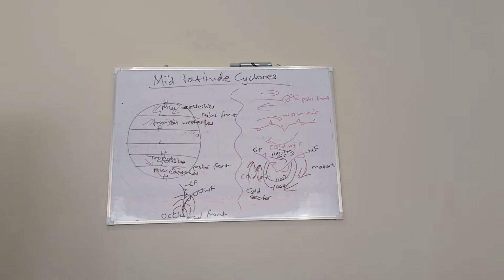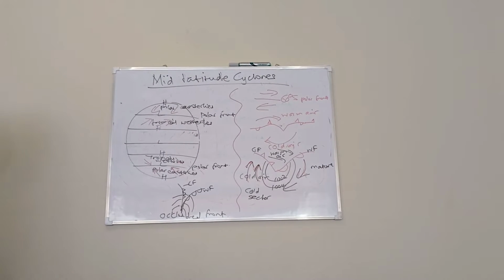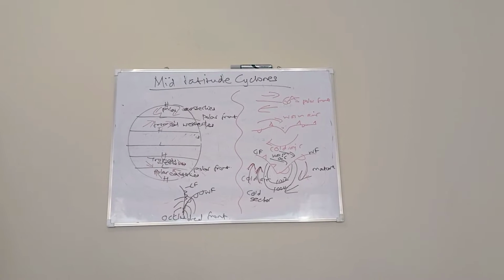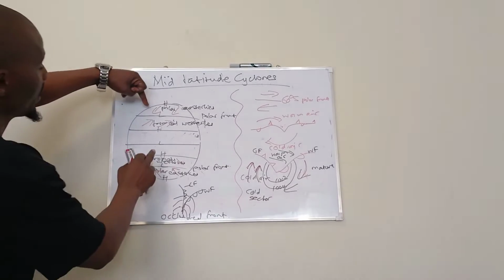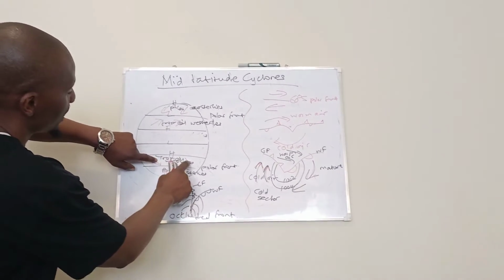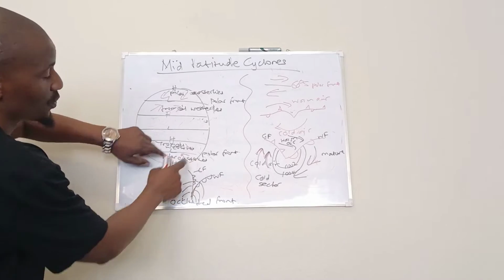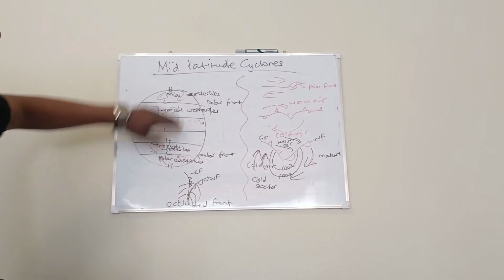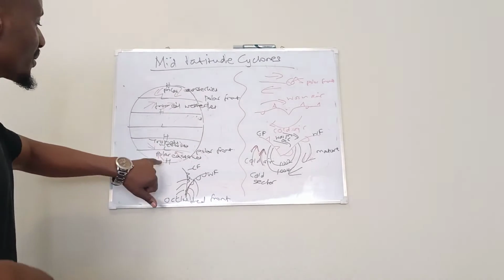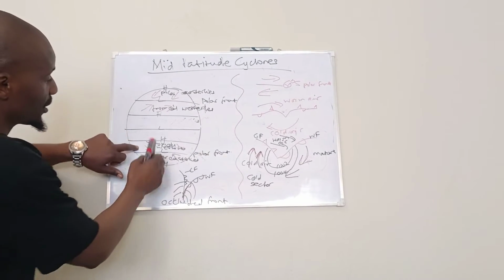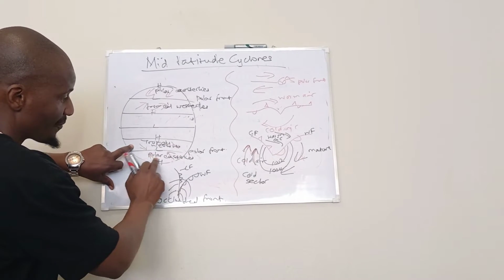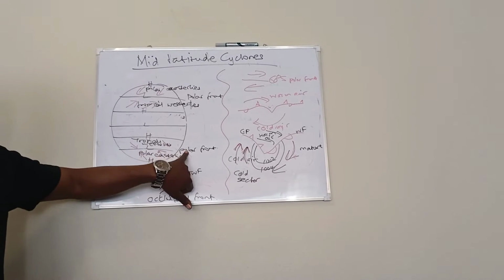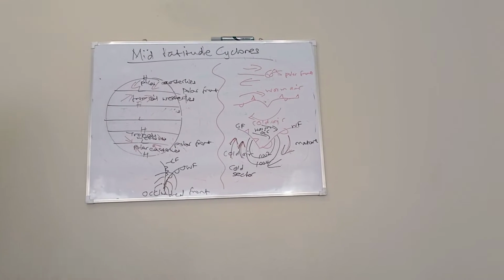They originate when warm tropical westerly winds meet the polar easterly winds. This is what you need to know: the mid-latitudes originate when the tropical westerlies meet the polar easterlies. In the southern hemisphere, the tropical westerlies meet the polar easterlies, but the two do not mix. They are separated by a polar front. This is the first thing that you need to know.